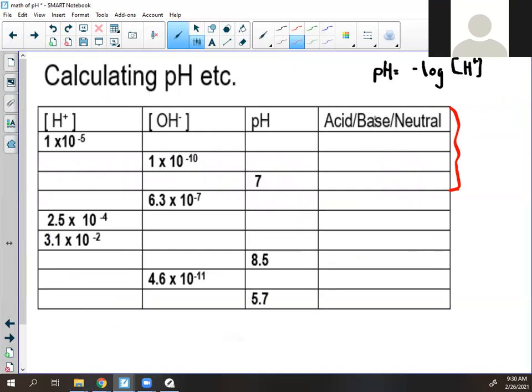All right, this top row, I'm just going to label them 1, 2, and 3, so we know what row we're talking about. On row number 1, all it gives you is that the H plus is 1 times 10 to the negative 5. Is this a 1? Yes.